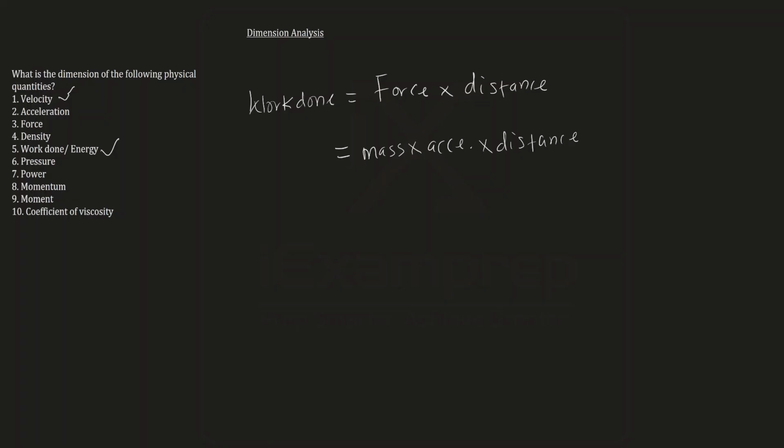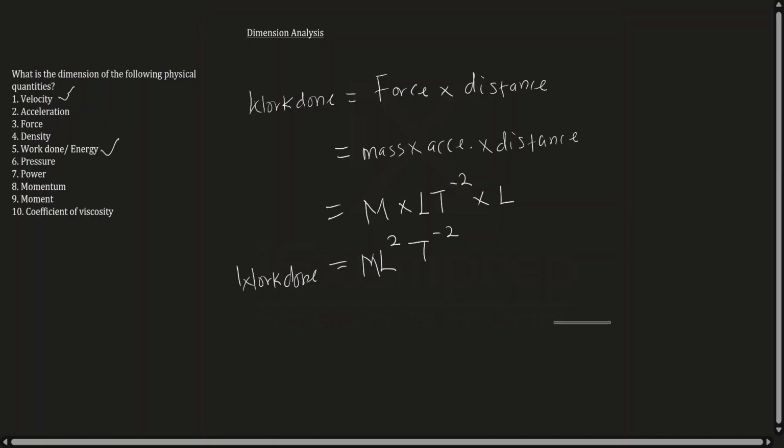What is the dimension for mass? Dimension for mass is capital M. Dimension for acceleration, since acceleration is velocity over time, or from its unit, meters per second squared, is going to be LT to the power of -2, and multiplied by distance. Dimension for distance is L. Put everything together, we have L times L is going to be L squared, and T to the power of -2. This will be the dimension for work done, for energy. So dimension for work done and energy is ML squared T to the power of -2.